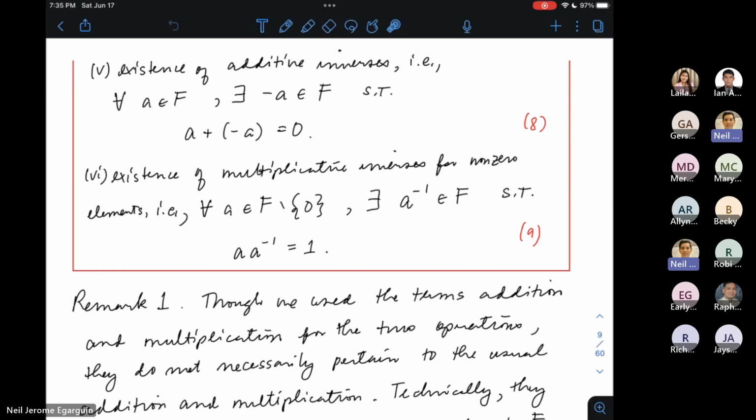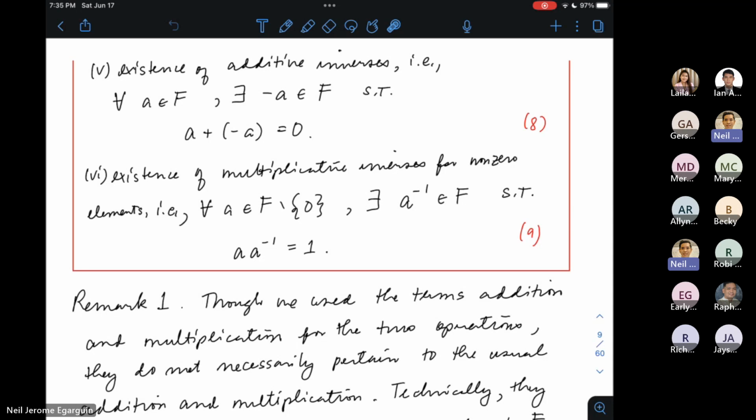Sa abstract kasi magsisimula pa kayo sa groups. So mag-start kayo sa isang operation, dapat associative yung operation na yon, may additive identity at may additive inverse. Kaya ka magkakaroon ng group. Pag commutative yung operation sa group, isa siyang abelian group. Alright. So parang ganito rin yung sa field.